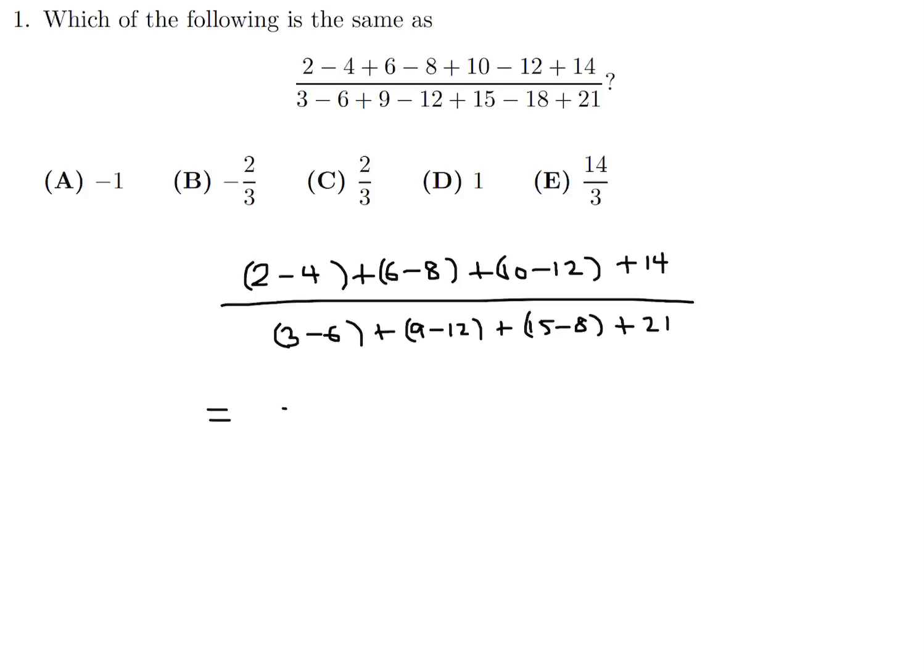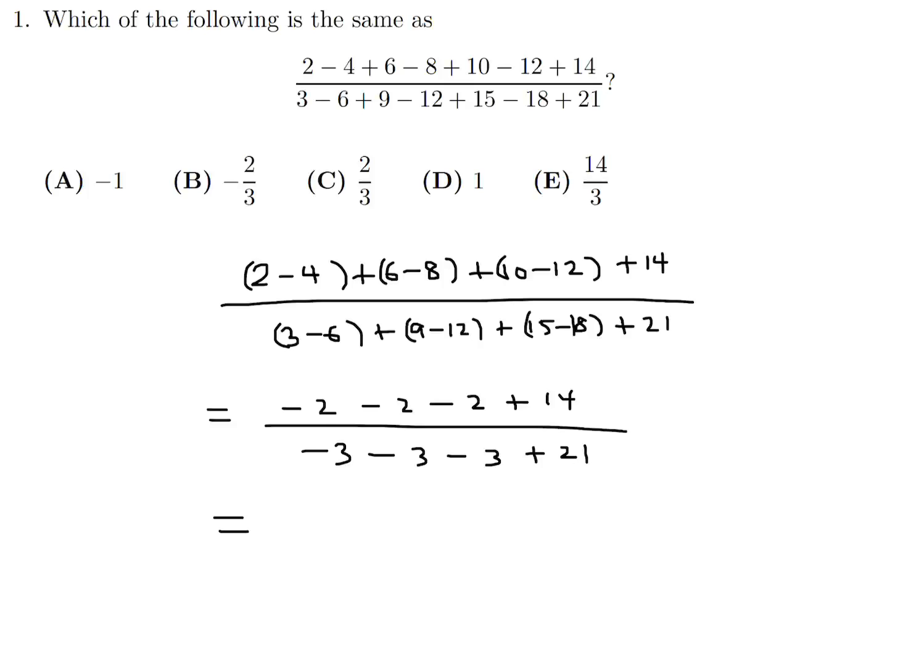So at the top, we've got minus 2, minus 2, minus 2, plus 14. And at the bottom, we have minus 3, minus 3, minus 3, plus 21. And this becomes 14 minus 6 over 21 minus 9. And that's 8 over 12. And in lowest terms, that is 2 over 3. So number 1, the answer is C.